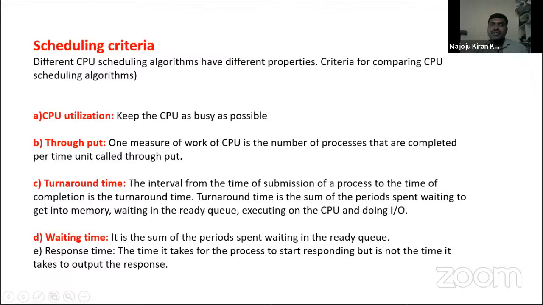Next, waiting time. The waiting time is the total amount of time spent by a particular process in the ready queue. That means as soon as it enters the main memory, it cannot get the CPU immediately. It must wait until the CPU scheduler assigns the CPU to that process. That amount of time is called the waiting time. It is the sum of the number of milliseconds the process waits in the ready queue for getting the CPU.